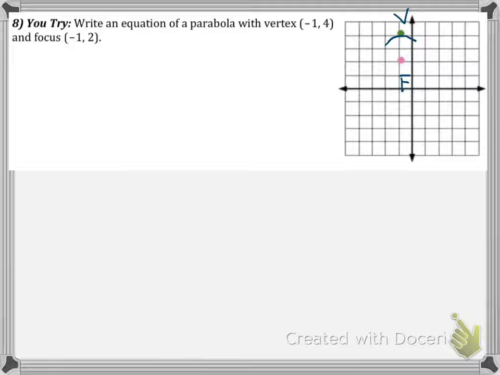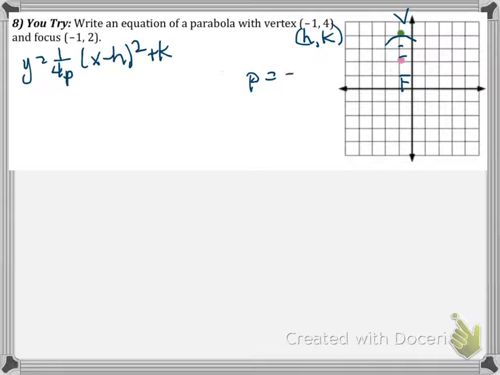Now we know that it opens up or down, therefore we're using y = 1/(4p)(x - h)^2 + k. Our vertex (h, k) is here, so we need to figure out what p is. You could try to figure that out by plugging in the formula and so forth, but we can just count. This is 1, 2, and because it's going down, that p is actually -2.